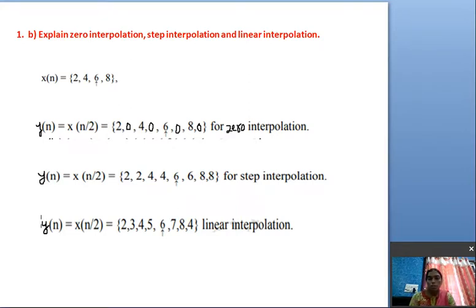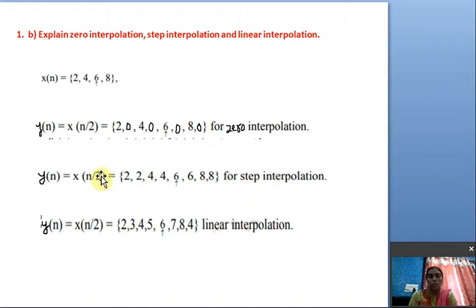Zero interpolation means you just add zeros in between the successive samples. Step interpolation means we add a value in between the two successive samples, and that value is related to the previous sample value. Linear interpolation means you add values in between the successive samples that follow linearity. See here in this example, 2, 4, 6, 8.